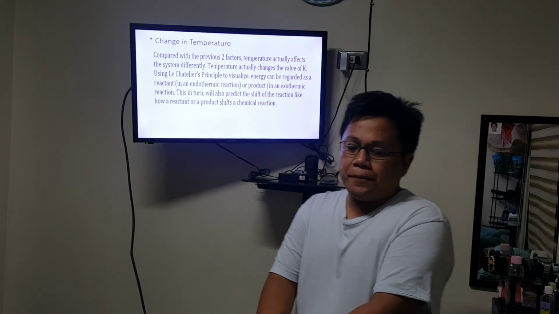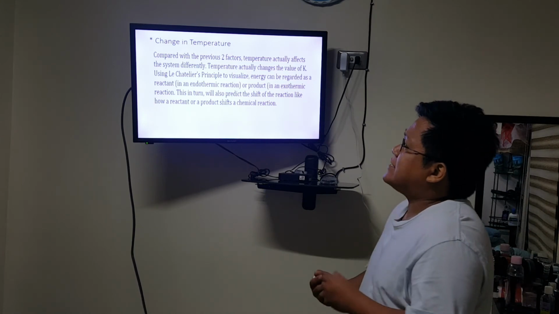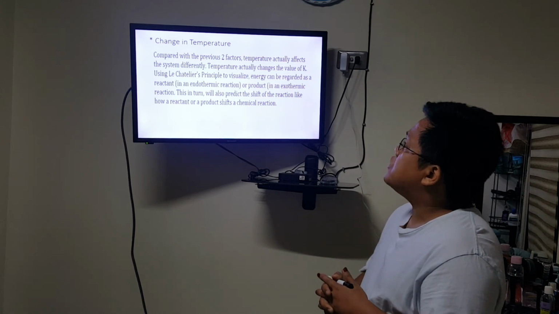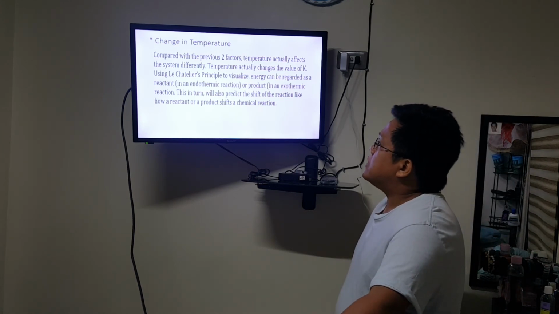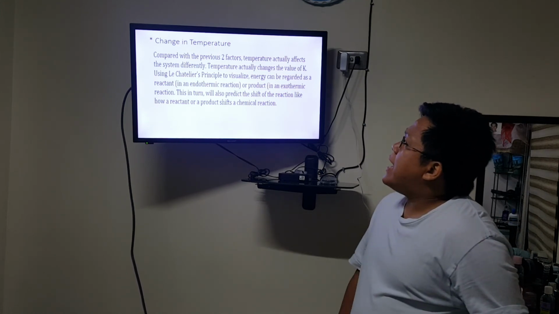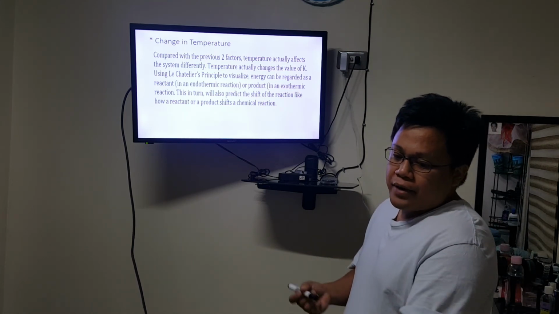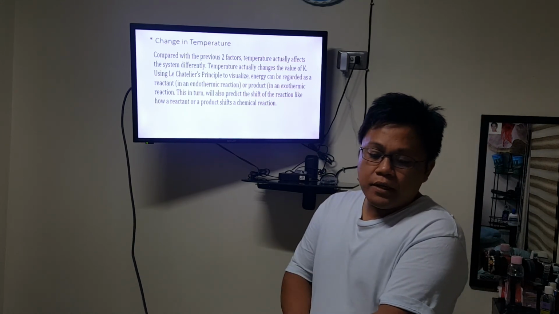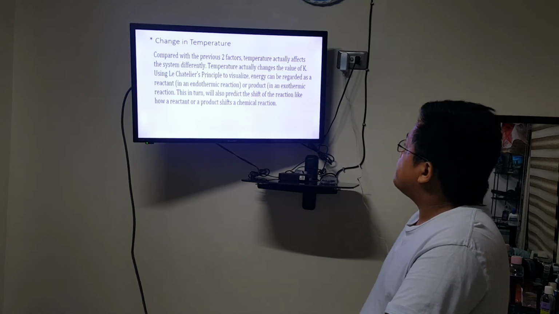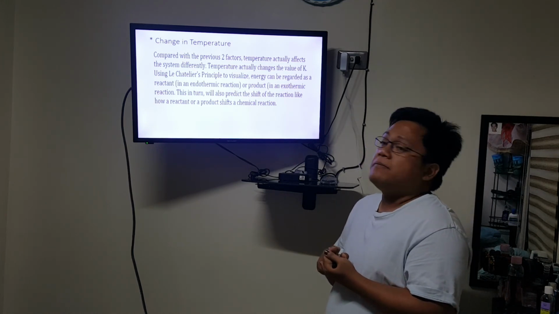Change in temperature. Compared with the previous two factors, temperature actually affects the system differently. Temperature actually changes the value of K. Using Le Chatelier's principle to visualize, energy can be regarded as a reactant in an endothermic reaction or a product in an exothermic reaction. This, in turn, will also predict the shift of the reaction, like how a reactant or a product shifts a chemical reaction.